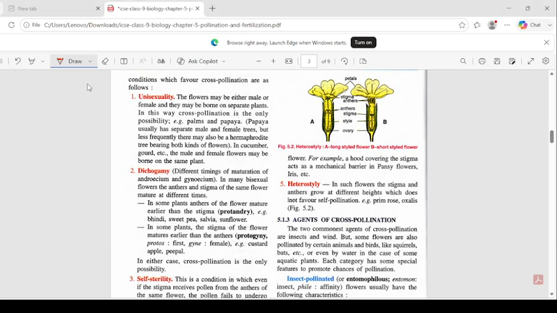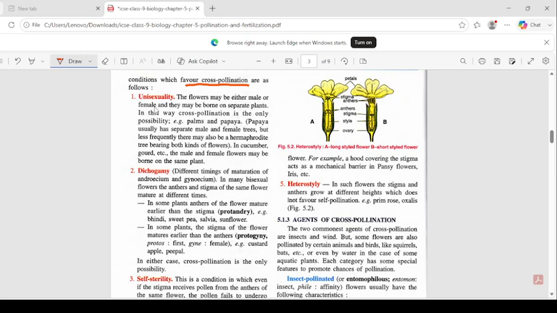Hello everyone. Today we are continuing the chapter Pollination and Fertilization for class 9 ICSE. Today I am going to discuss the conditions which favor cross pollination. As we discussed in self pollination that bisexuality is important, in the same way, in case of cross pollination, unisexuality is important.